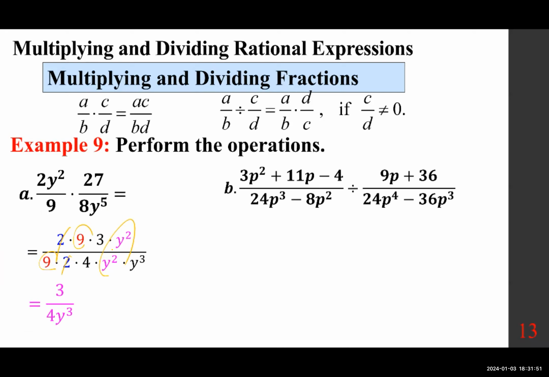Let's look at this one. To do so, we are going to change this to a multiplication. That means we need the reciprocal of this, and we need the factor of each term. So let's start with the very first one. Because this is number 3, you have a p and 3p.